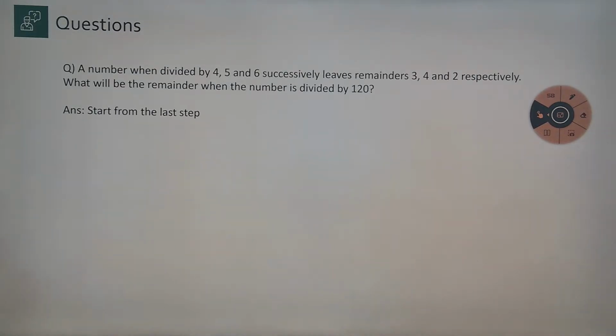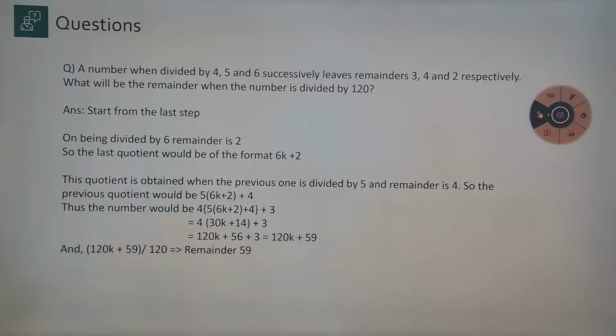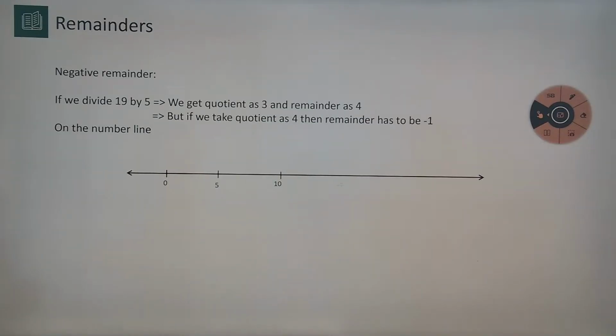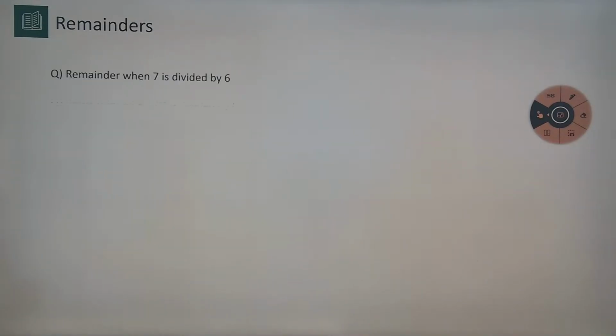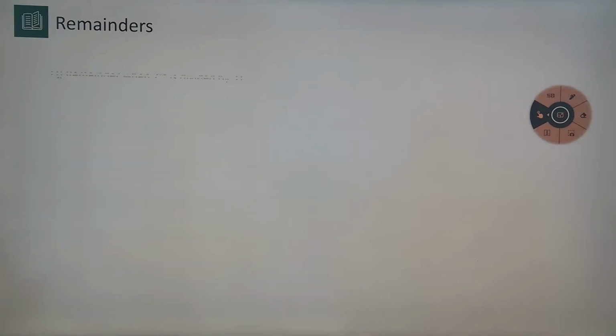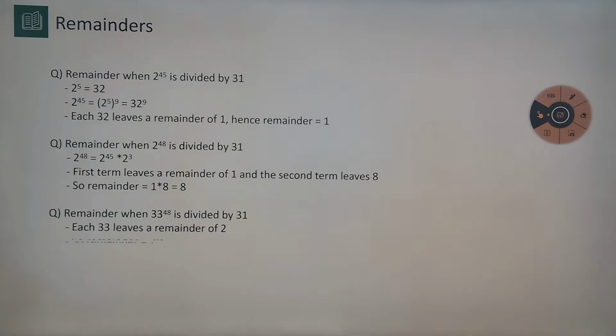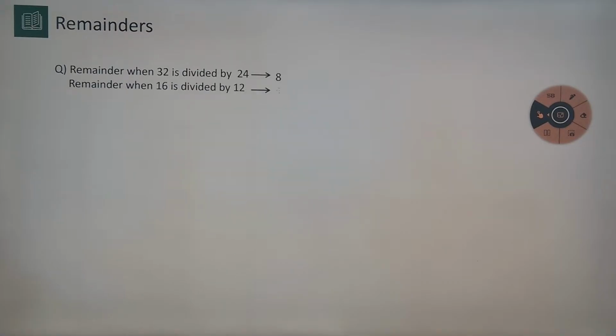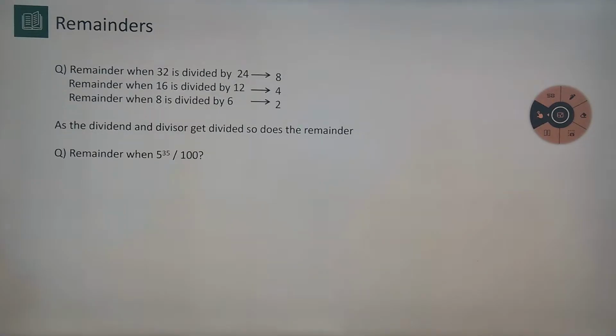The second was the successive division question. The third type of question was a number raised to the power divided by another number. So 7 raised to power 35 by 6, 5 raised to power 35 by 6. In this we saw three variations: 2 raised to power 45 by 31, and the common factor one, 5 raised to power 35 upon 100, right? So this is question 1, 2, 3. In the third we looked at 3 variations.